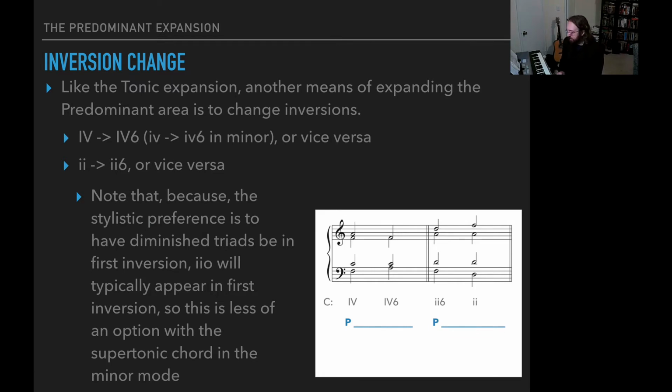One note though, in the minor mode, most of the time if we encounter the 2 chord, if it's a triad, we'll encounter it in first inversion. Most of the time we don't encounter it in root position. So usually if we have that 2 diminished chord, we'll hear it as 2 diminished 6. And so we won't see an inversion change there as much in the minor mode. So we'll probably just stick to 2 diminished 6 rather than moving to 2 diminished if we are in the minor mode. So another very straightforward way that we can expand the predominant.